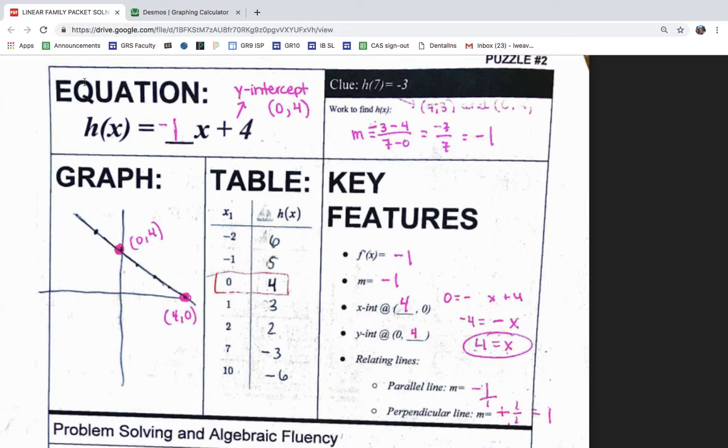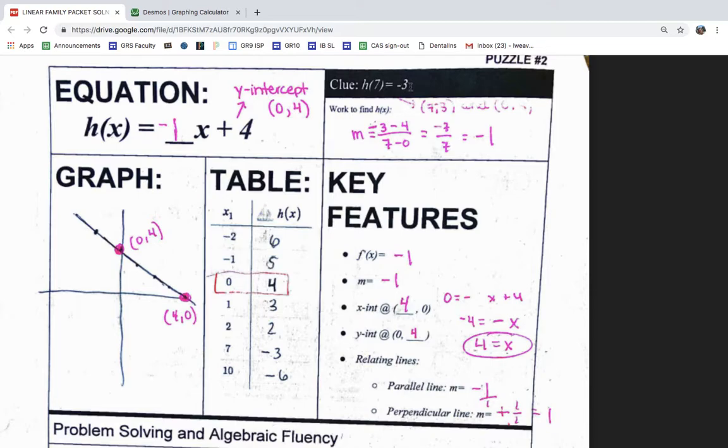Remember, we're looking at a puzzle, so we don't have to start in certain places. But you're given this clue that when x is equal to 7, the y value is equal to -3. The reason that I know that is this is function notation, h of 7. h, when x is 7, is equal to -3. The y value is -3. So that's one data point.